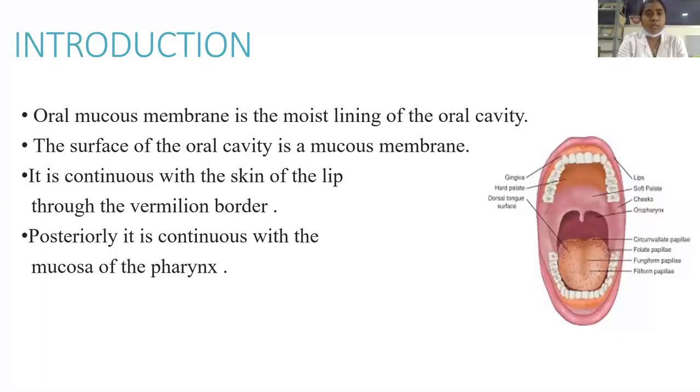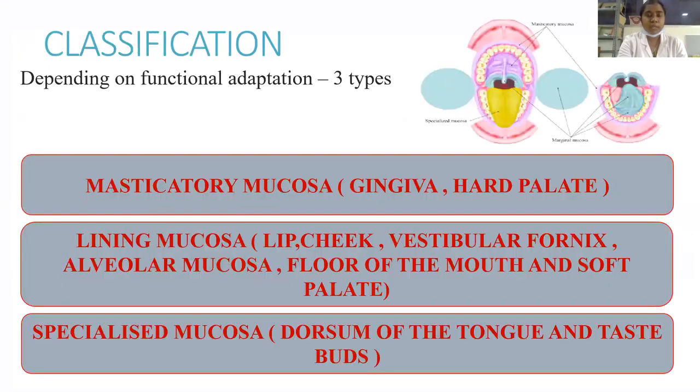Introduction. Oral mucous membrane is the moist lining of the oral cavity. The surface of the oral cavity is a mucous membrane, first of all, and it is continuous with the skin of the lip through the vermilion border.